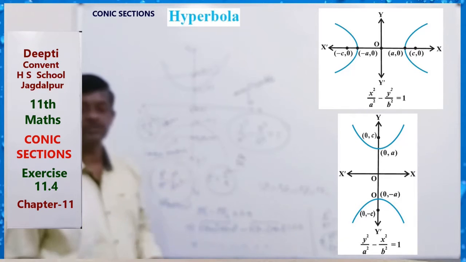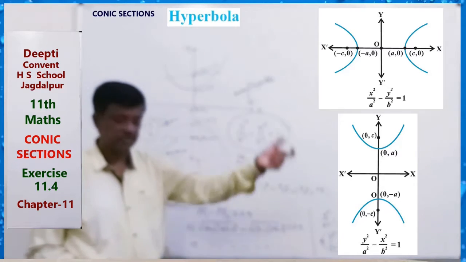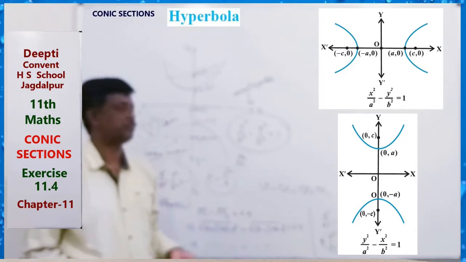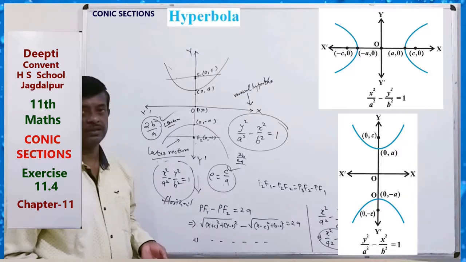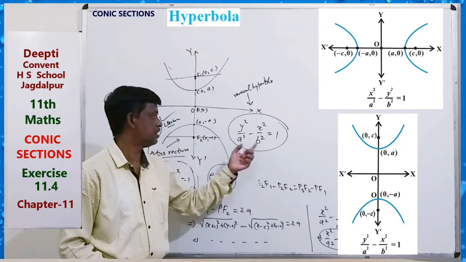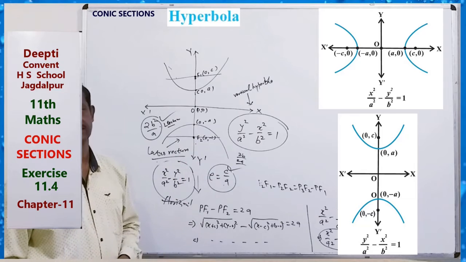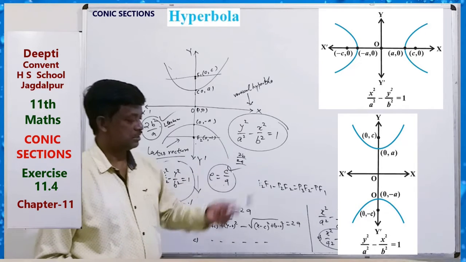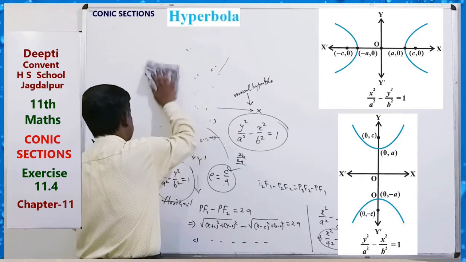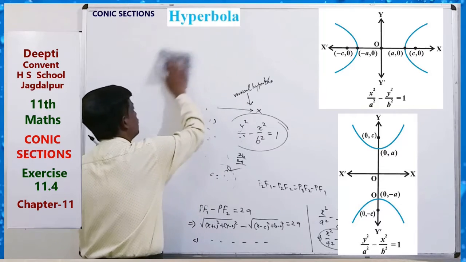And the second type of question: we have to find the equation of the hyperbola using the given conditions. From the conditions we can decide whether the format of the hyperbola is this or this. First of all, we have to decide the format and then find the values of a and b using the relations in a, b, c, eccentricity, etc. So follow this diagram and you can remember all the constants related to the hyperbola.